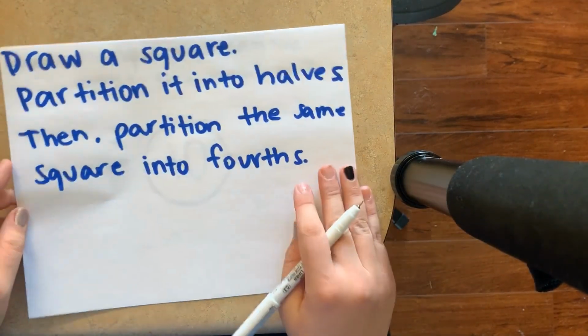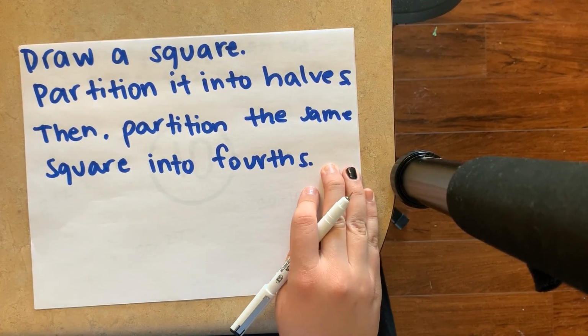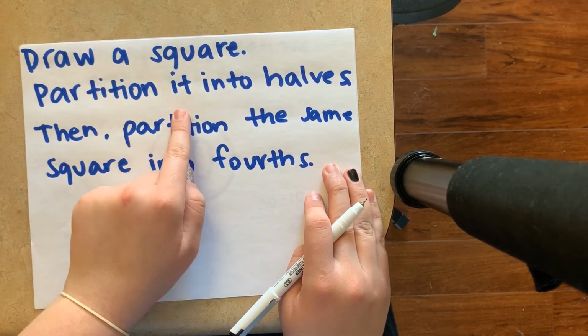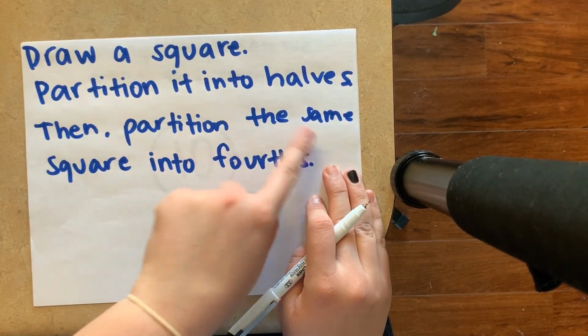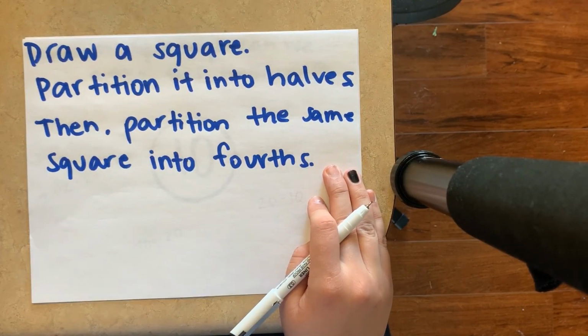I'm going to read you this problem and I want you to pause the video and do it on your own first. Then I'll help you check your work. Draw a square. Partition it into halves. Then partition the same square into fourths. Pause the video now so you have time to complete your work.